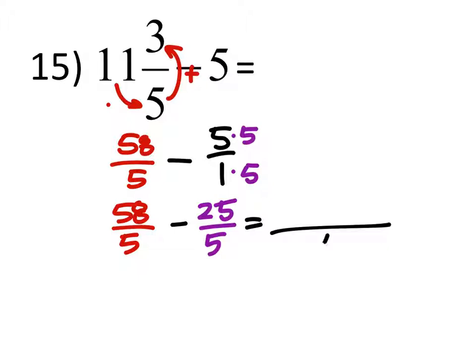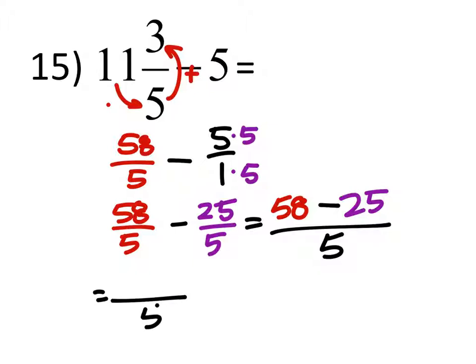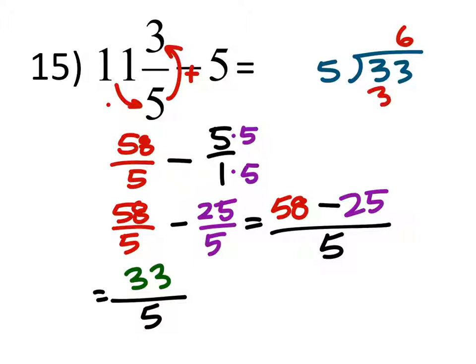Which again, now we got fifths, which is good. We're subtracting. I've got 58 minus 25, which would leave me in fifths with 33 fifths. So again, we can show the division over here, 33 divided by 5. So that would leave me with 6, so that's 30. Remainder of 3. So we'll leave it at 6 with the remainder of 3 out of 5.